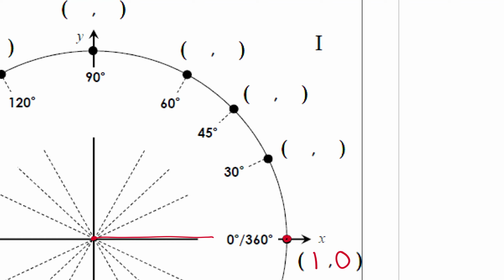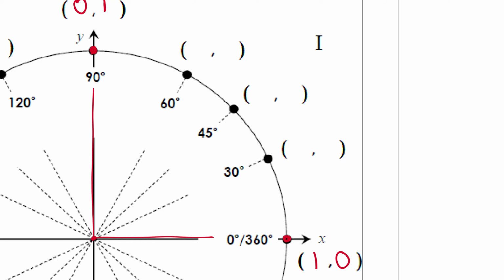The next easiest one is, again, starting from the center, if I go straight up to this point, I didn't move left or right, so my x value would be 0, but I did move up the radius, which is 1. Notice how they are opposite. So at 0 degrees, it's 1, 0. At 90 degrees, it's 0, 1. They completely flip.